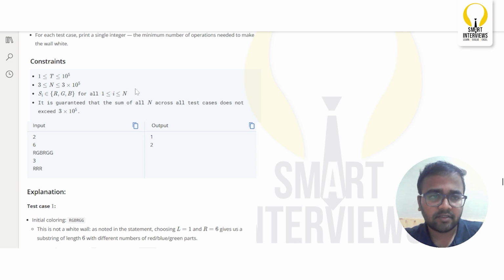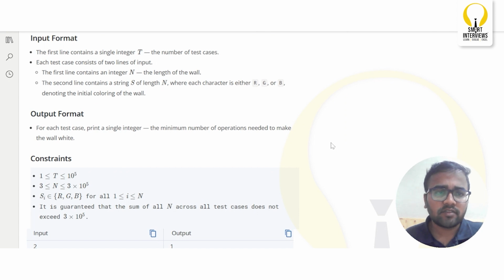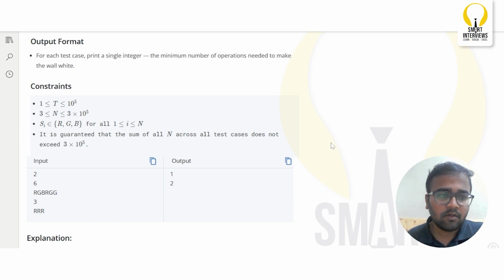This is 1-based indexing, i is less than or equal to n and greater than or equal to 1. It is guaranteed that the sum of all n across all the test cases doesn't exceed 3 into 10 power 5. Coming to the input format, the first line contains a single integer t, the number of test cases. Each test case consists of 2 lines of input. The first line contains an integer n, the length of the wall. The second line contains a single string s of length n, where each character is either R, G or B, denoting the initial coloring of the wall. Now the output format: for each test case, print a single integer, the minimum number of operations needed to make the wall white. And these are the constraints.